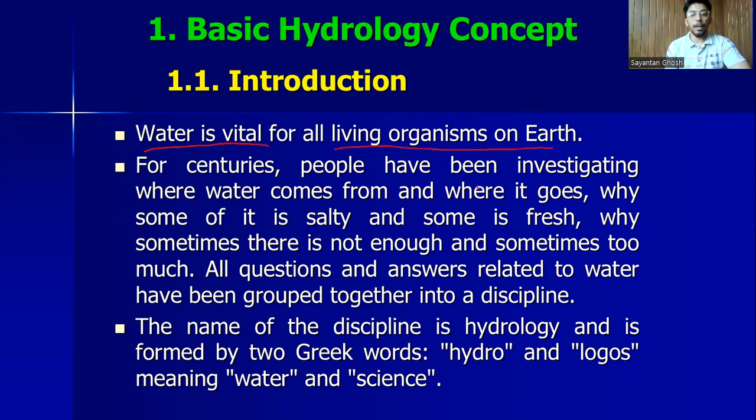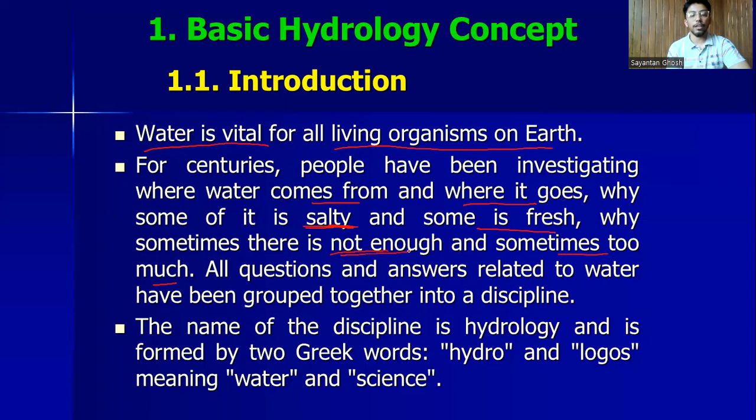So, for centuries, people have been investigating where water comes from and where it goes, because water is a resource to us. So, it is a resource we have to manage. So, we need the information: the amount of water, where it is coming from, and where it is going. Why some of it is salty and some of it is fresh. Salty water we can find in the oceans, and fresh water we can find in the rivers, streams, and lakes. Why sometimes is there not enough and sometimes too much water?